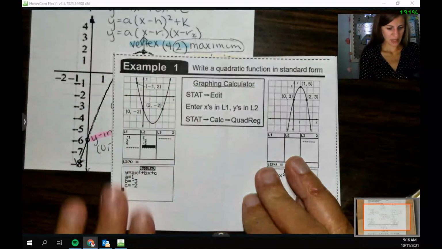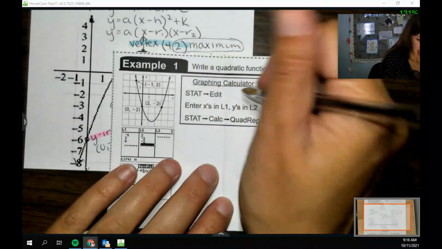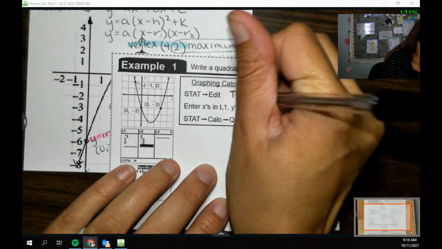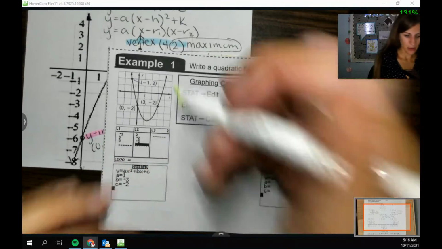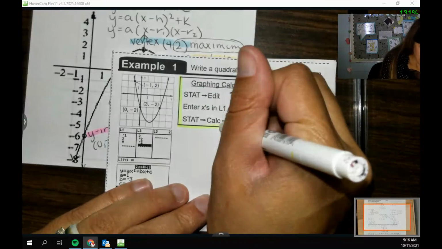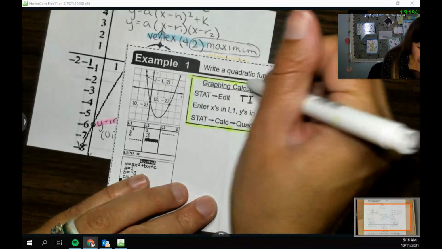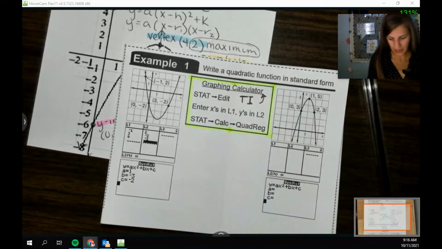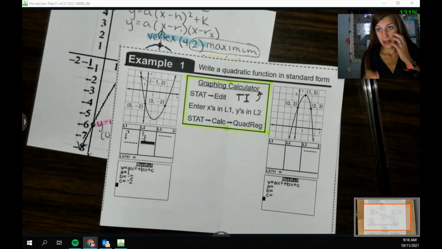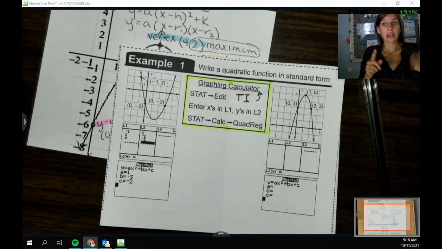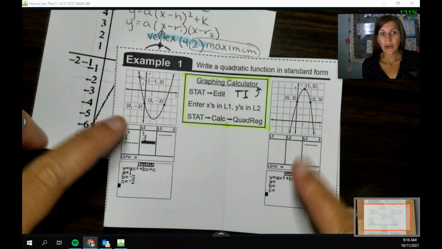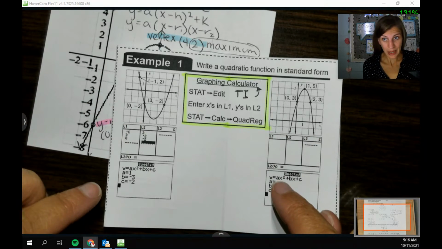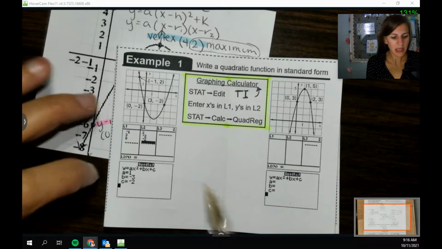If we are using a TI graphing calculator, then this box right here can be very helpful in how to find your quadratic regression formula. However, if you don't have one of those, that's okay. Desmos is super helpful too. Now here we don't actually need to do it because I did it all for you already. So I kind of just want to show you what happens.